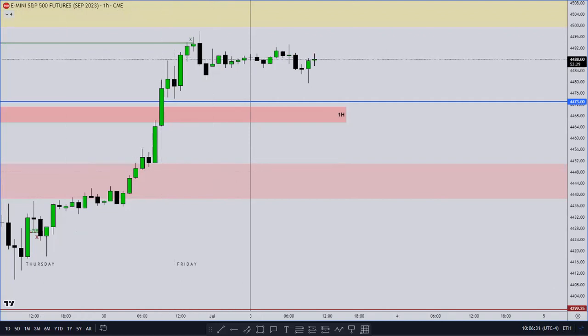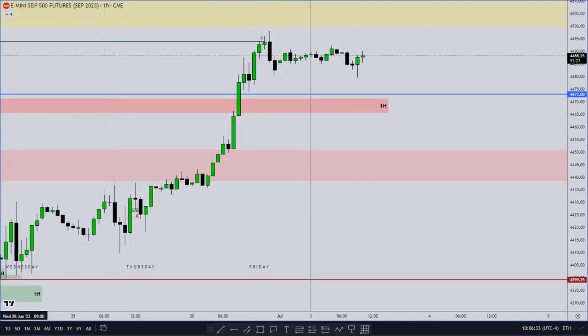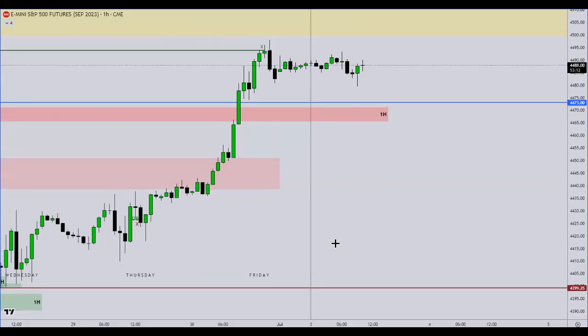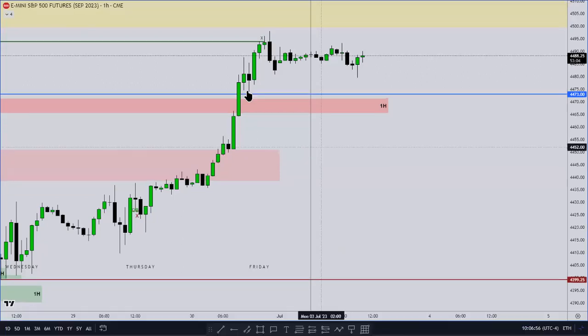I don't know why it's lagging right now. Is it lagging? No, seems good to me. There's a small little lag. I don't know why.